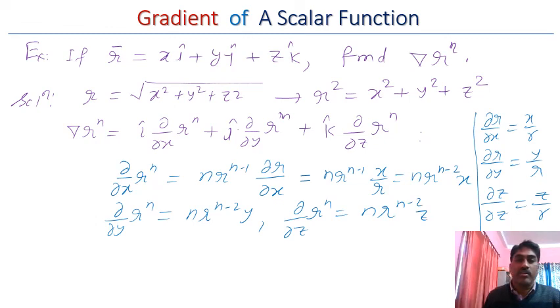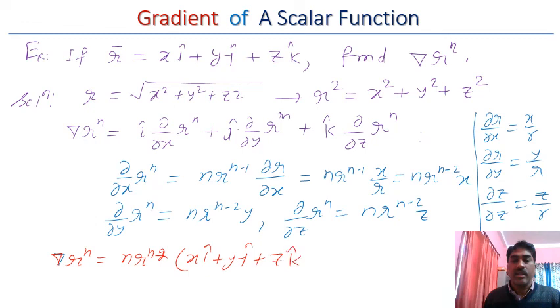So combine all these, and we get del rⁿ equal to these components. You can take n rⁿ⁻² common, and the remaining is xi + yj + zk, meaning we substitute all the values here, and that is simply n rⁿ⁻² r vector. We will again use this formula in some next questions.